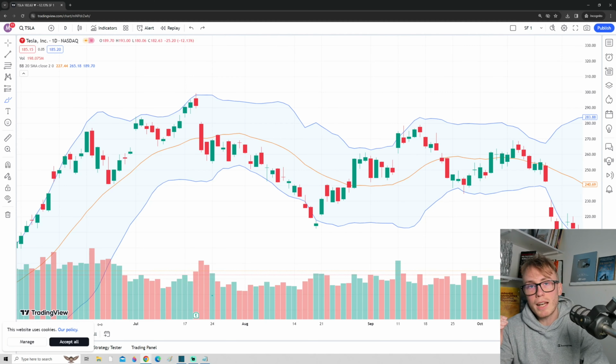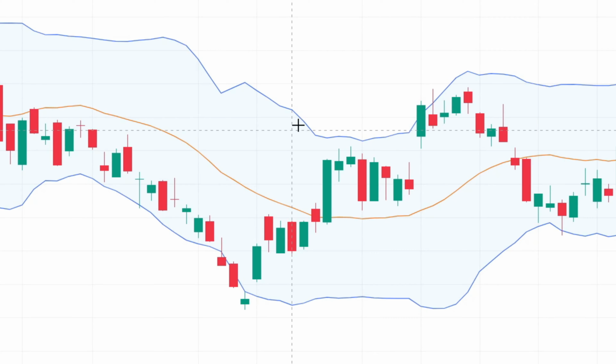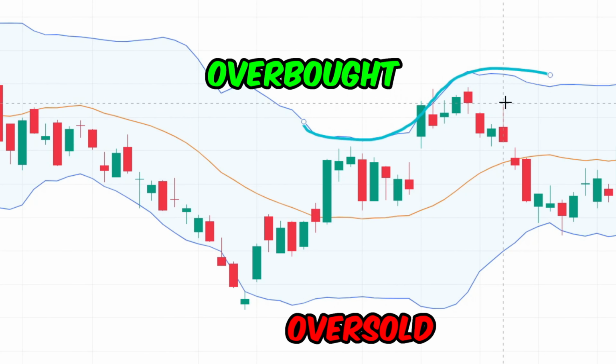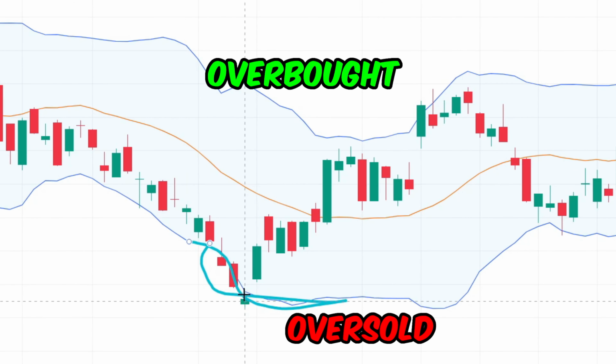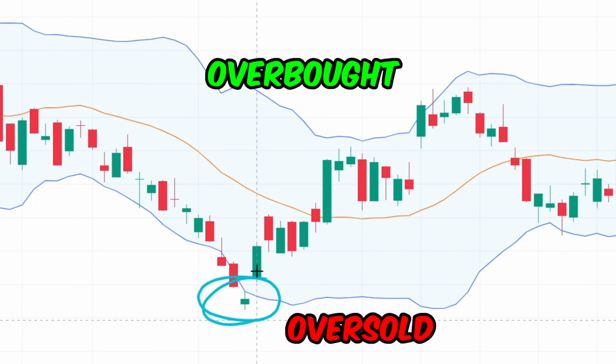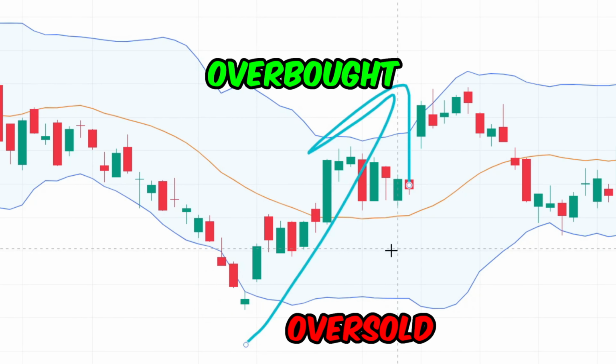So now let's take a look at a trading strategy, and the most simple way to use the Bollinger Band is basically as an overbought and oversold indicator. So when the price pushes above the upper band, we say that the price is overbought, and this is a sell signal indicating a reversal to the downside. And when the price pushes below the lower band, we say that the price is oversold, and this indicates a reversal to the upside. However, this is usually not a good strategy and will provide many false signals.